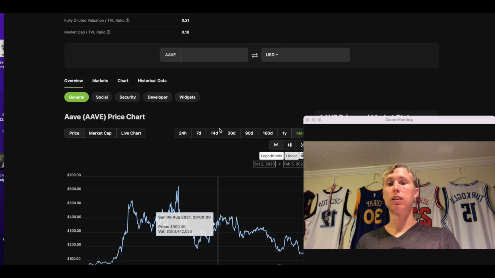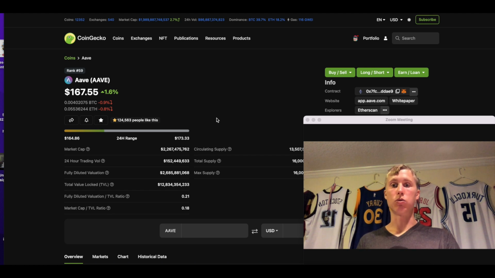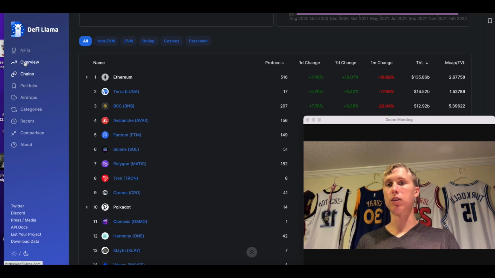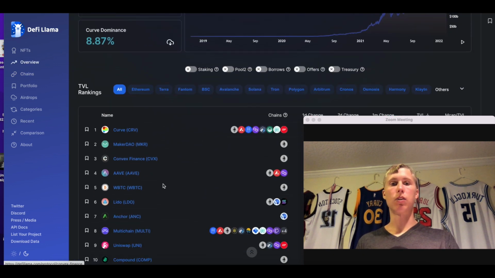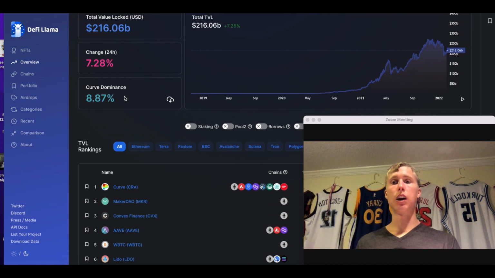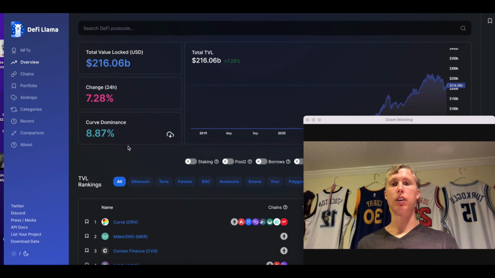Its TVL is nuts. It goes crazy. It does really well. You can go on DeFi Llama and see they're constantly ranking up on the charts. But the price of the token doesn't look like much. Same thing with Curve. Curve is the number one DeFi protocol. In fact, the Curve dominance is 8.87%. But yet the token price is terrible. Shouldn't it be back to all-time highs?